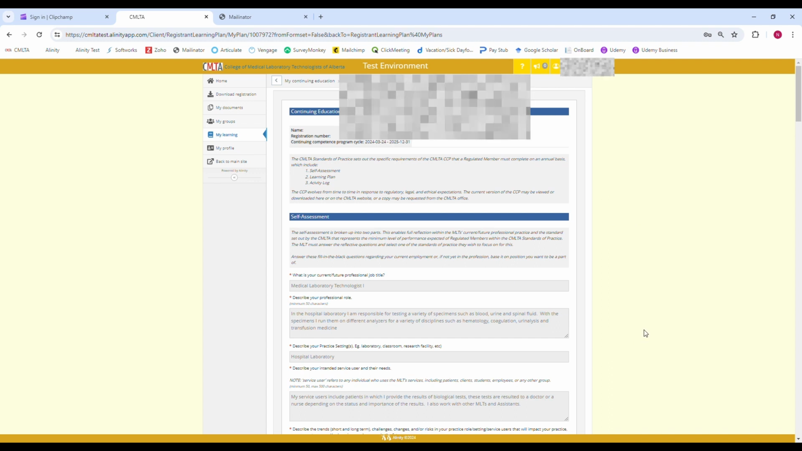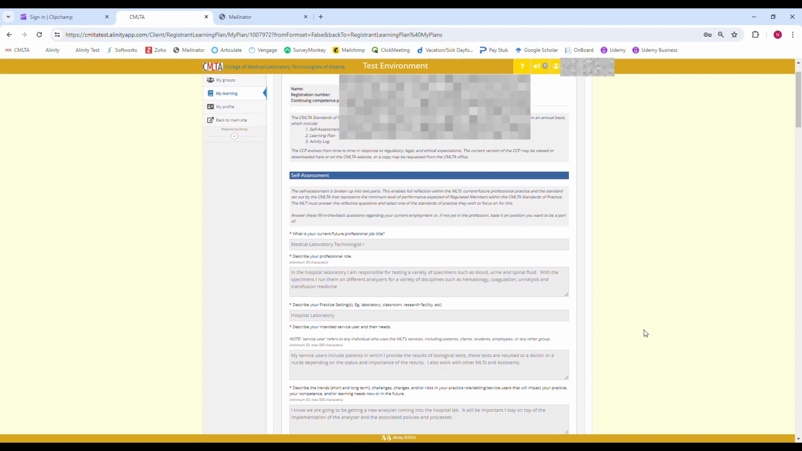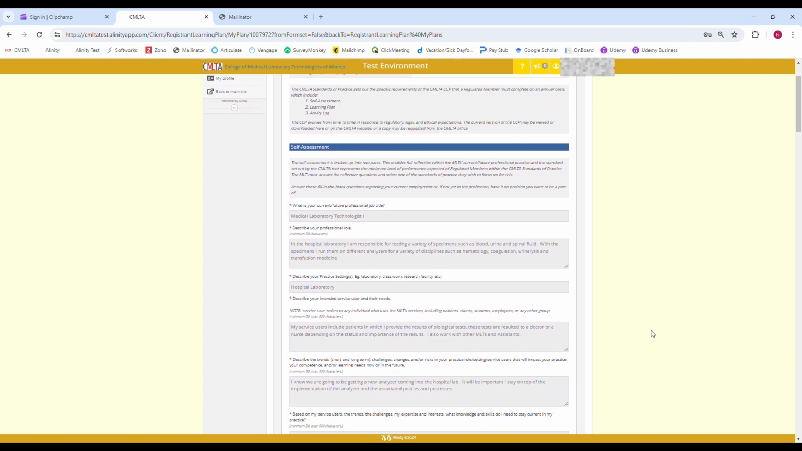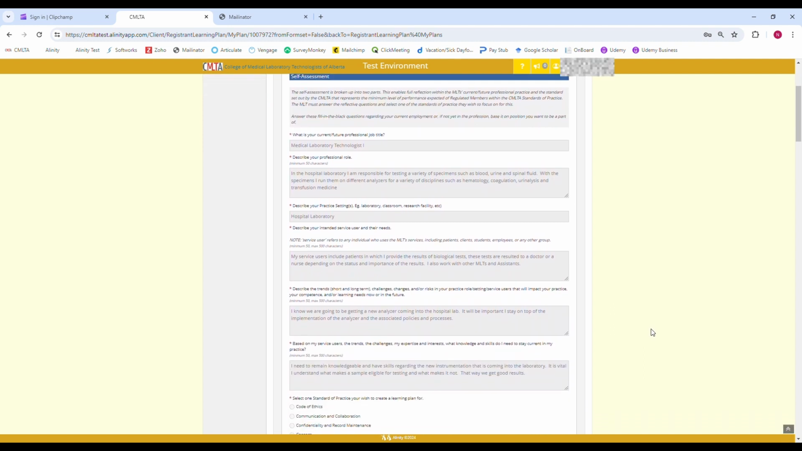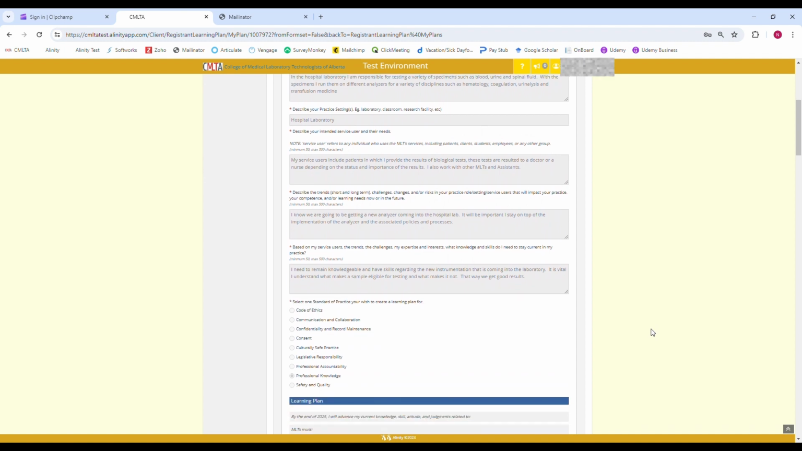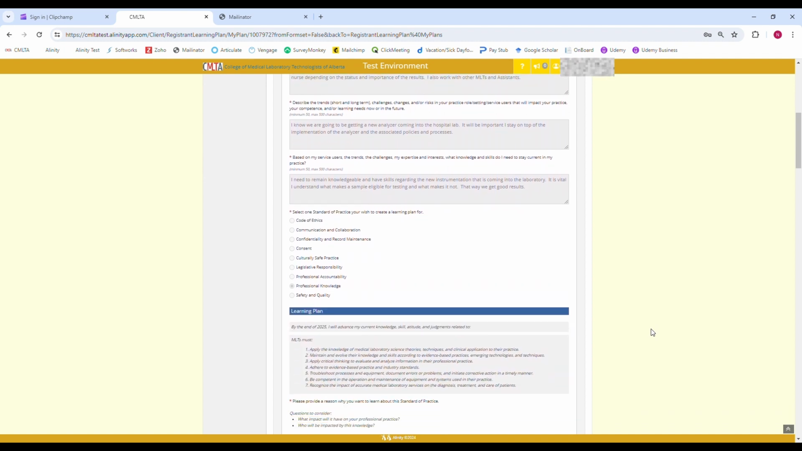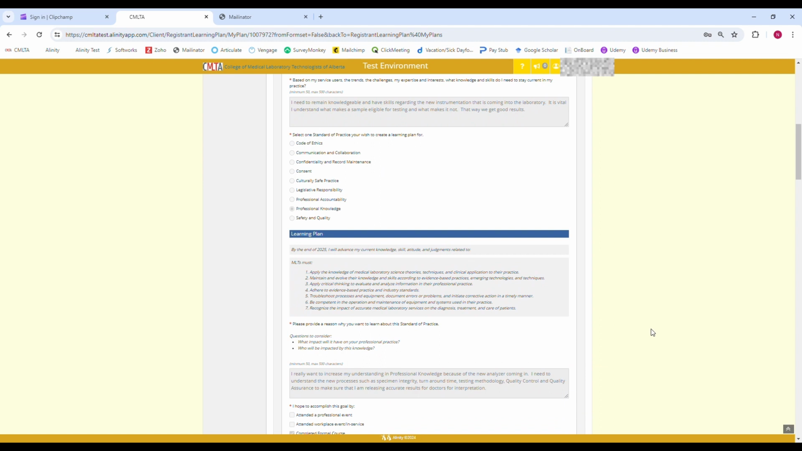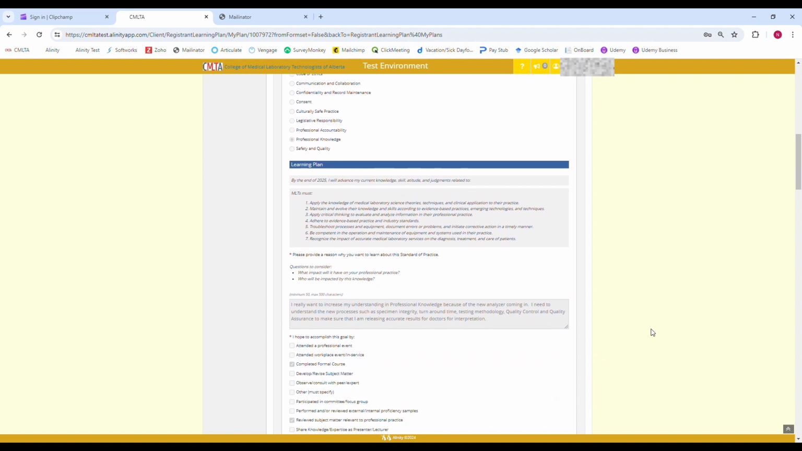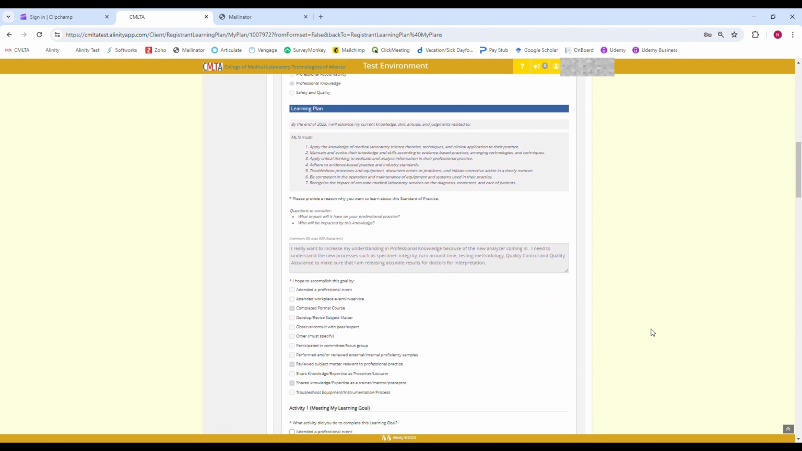The MLT will first be asked to identify what activity they did to complete this learning goal. Looking back at the self-assessment, the MLT wanted to increase their professional knowledge because a new analyzer was coming into their laboratory. They wanted to learn the new process and review proper specimen integrity and type, turnaround time, testing methodology, quality control, and quality assurance.